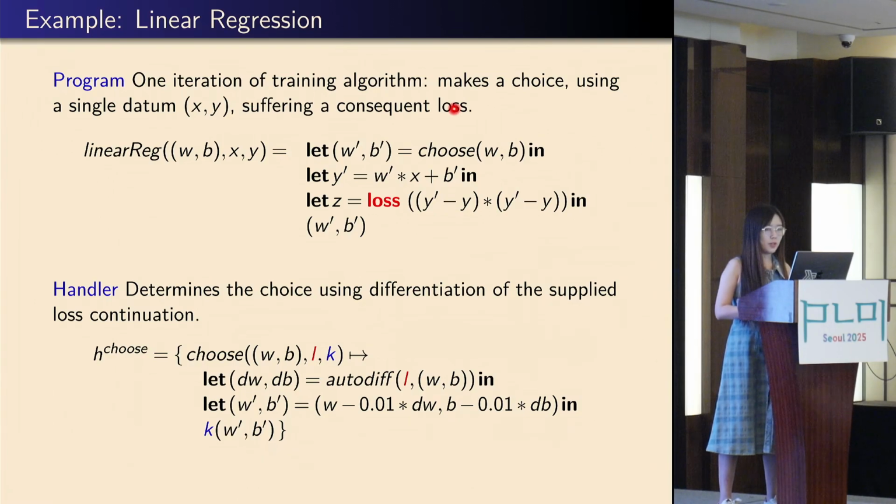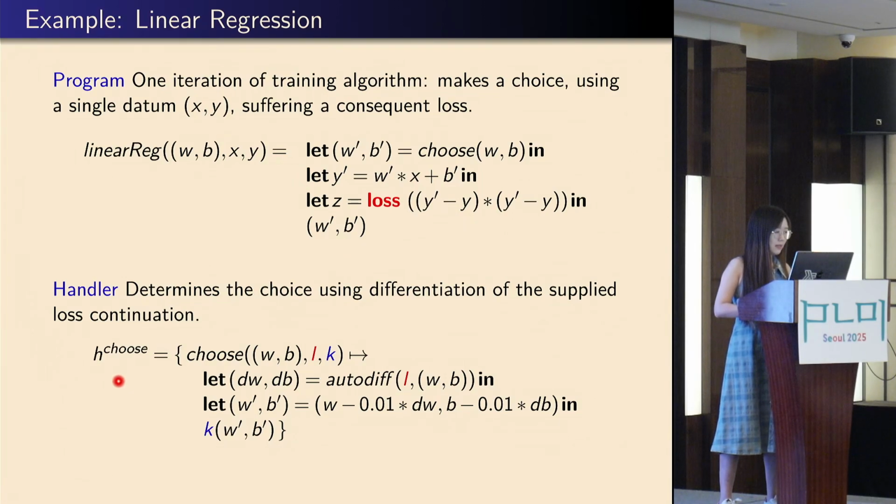And at each iteration, we are going to make a choice of the weight and bias that is used in this linear function. And we are receiving input data and then the expected output data. And at each iteration, we are going to apply this linear function to predict this y prime. But of course, this y prime can be different from the actual y we want. So there is some loss that occurs because of the difference between these two values. And afterwards, we are going to return the updated weight and bias.